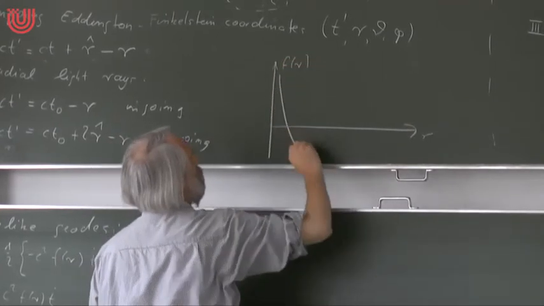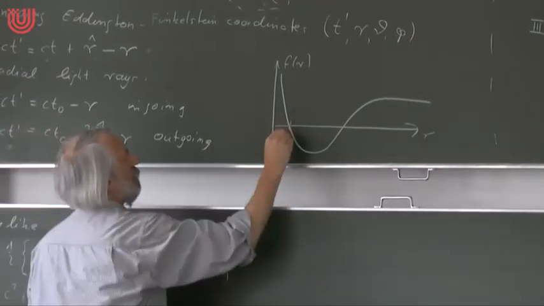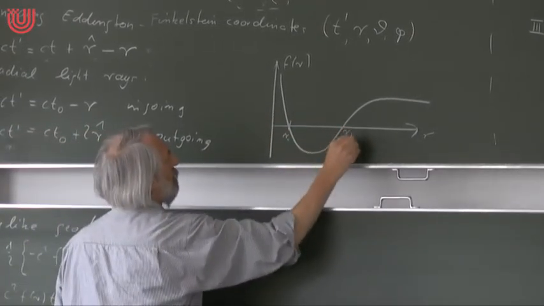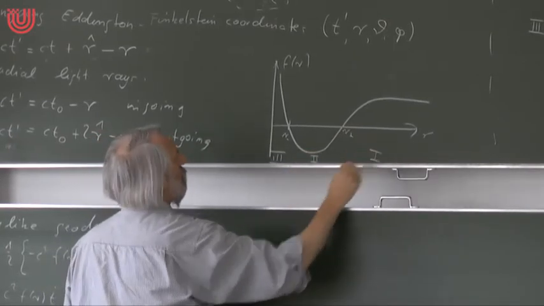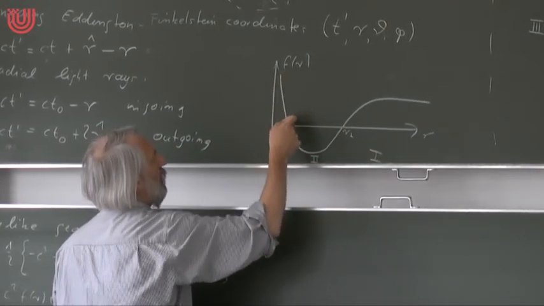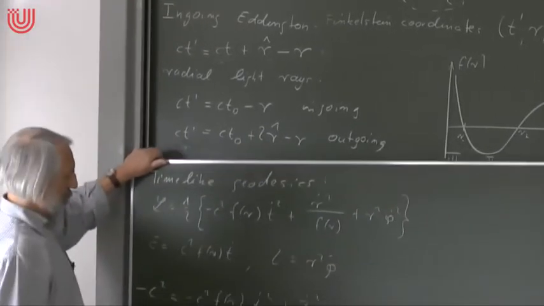It was like that. Yeah, remember? And here's R minus. Here's R plus. So here's the region 3, here's the region 2, here's the region 1. So in the region 3, f of R is monotonically decreasing from infinity to 0.